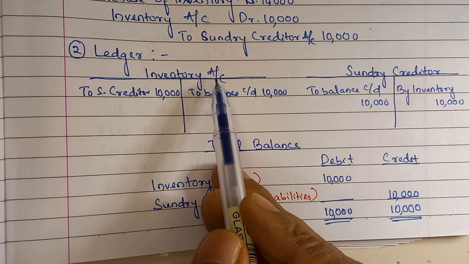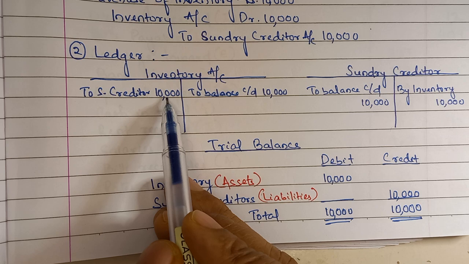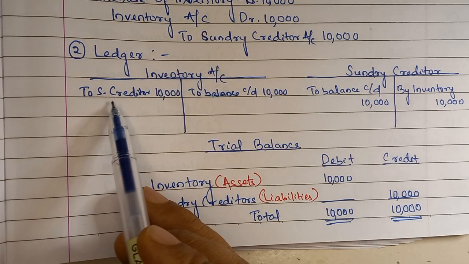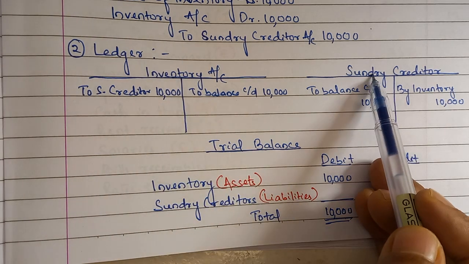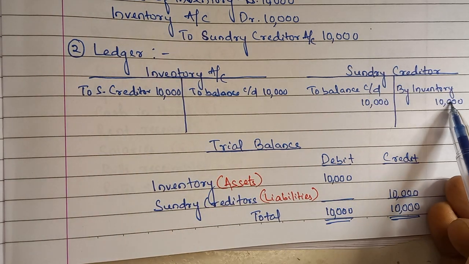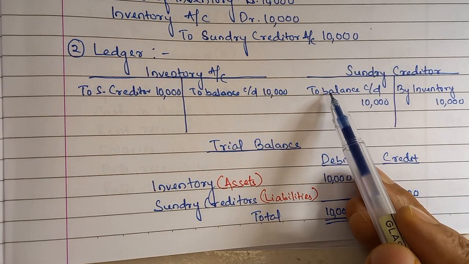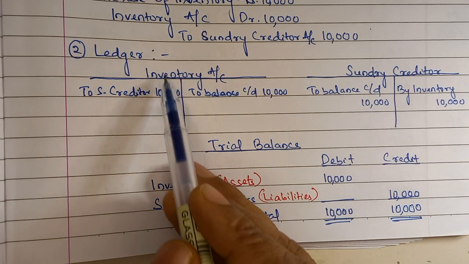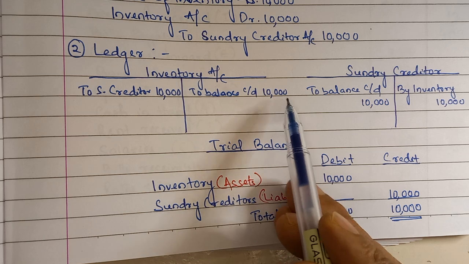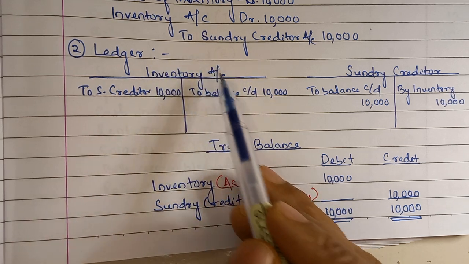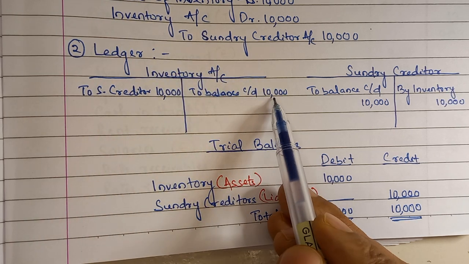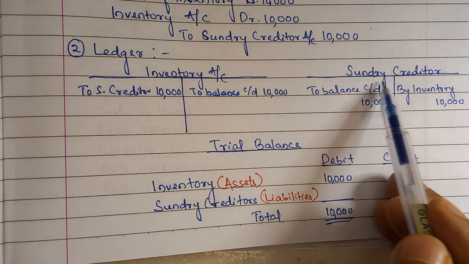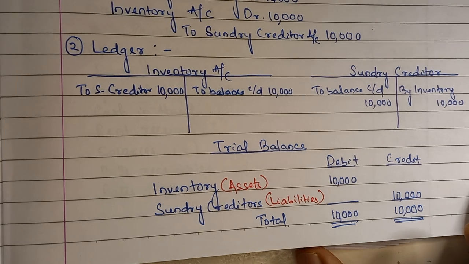In the inventory account, to sundry creditors 10,000. I am now plotting the journal entry in the ledgers. In the sundry creditors account, it will be by inventory 10,000, and then in the opposite direction, to balance the ledger, to balance carry forward 10,000, and in inventory it is also to balance carry forward 10,000. Now if you see, this inventory has a debit balance. When you have a right side carry forward, it is a debit balance, or you can say assets have a debit balance, and sundry creditors is a credit balance because it is a liability.